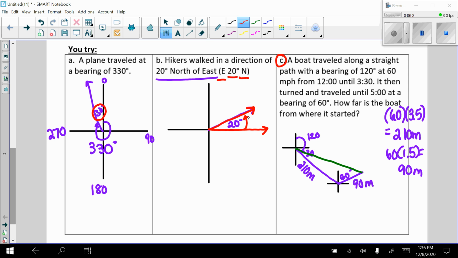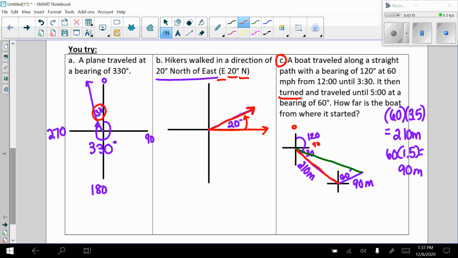And on letter C, we were given a boat. It was traveling on a straight path on a bearing of 120 degrees. So again, we start here, here's 0, here's 90. 120 is 30 degrees past 90 degrees. So that's where the purple line segment is here. And it said that it traveled at 60 miles per hour for 3.5 hours. So that's how I got that this segment right here was 210 miles.